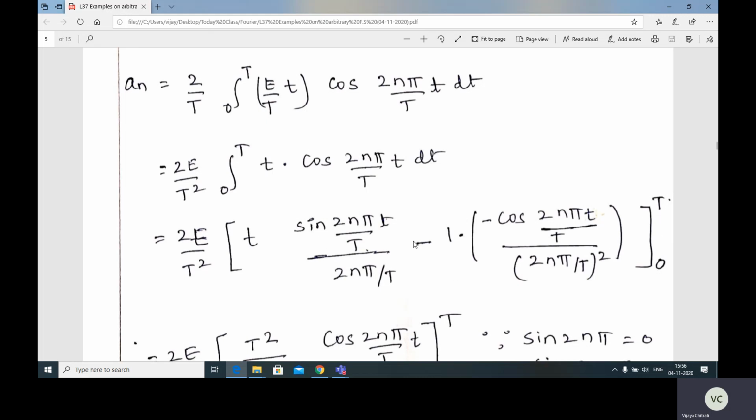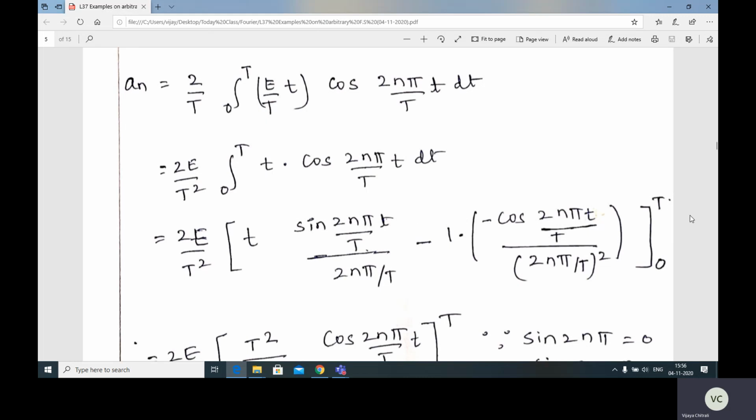Now I will take advantage of this sine function and the limits capital T and 0. So substitute the upper limit capital T. So capital T gets cancelled. Sin 2n pi is 0. For the lower limit, in place of small t, substitute 0. Sin 0 is 0.